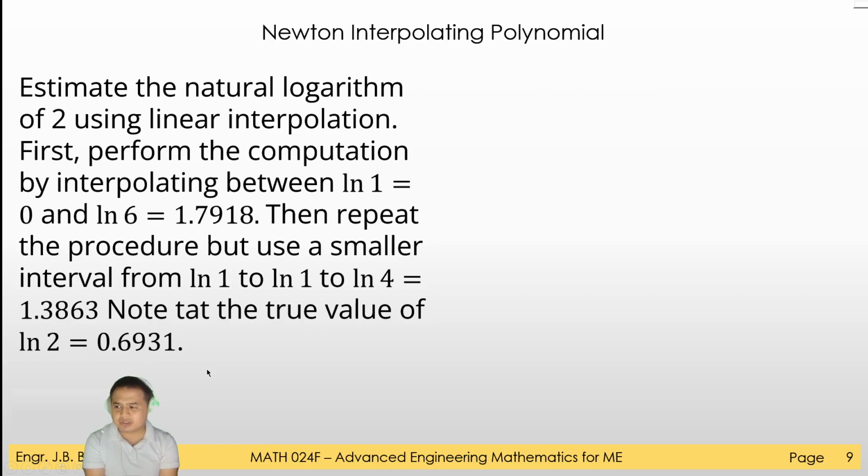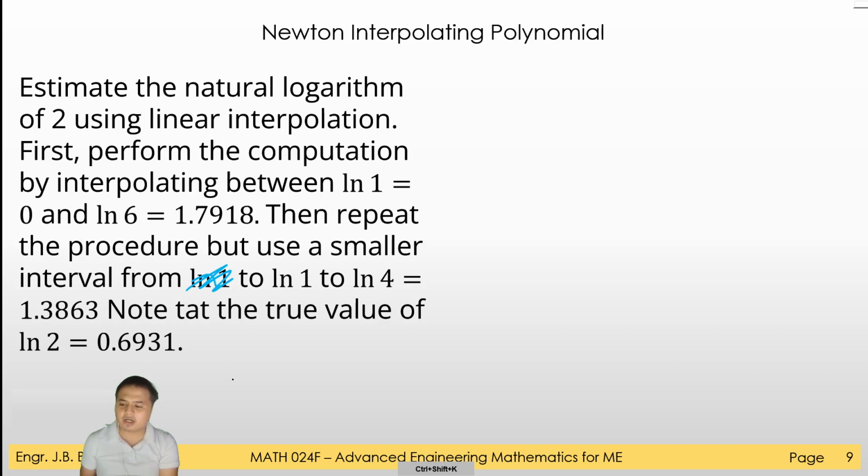Estimate the natural logarithm of 2 using linear interpolation. First, perform the computation by interpolating between ln 1 and ln 6. Then repeat the procedure but in a smaller interval, from ln 1 to ln 4. The true value of ln 2 is this.